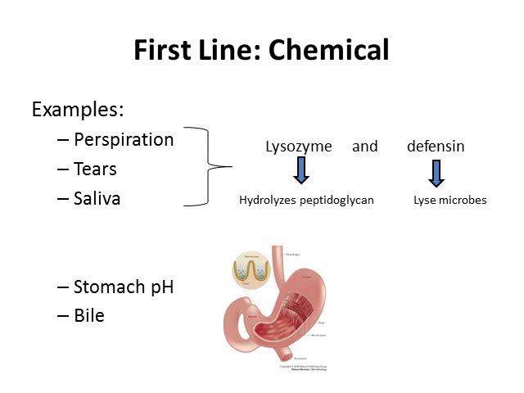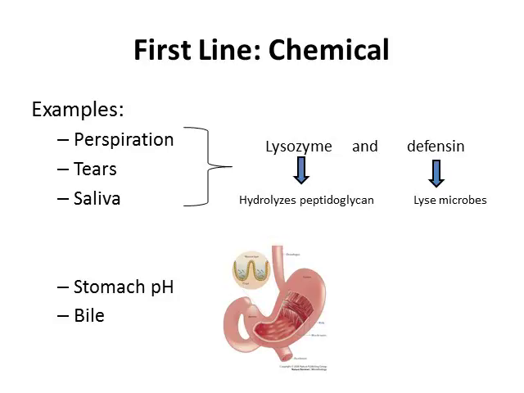So there are different types of chemicals. In perspiration, we also have tears and saliva. In those body fluids, we have certain enzymes. We have lysozymes in our perspiration and our saliva, and they hydrolyze peptidoglycan. If you remember, peptidoglycan makes up bacterial cell walls. So if we destroy the peptidoglycan in the bacterial cell walls, it destroys the bacteria. So lysozymes are used to destroy bacteria. Another type of enzyme, defensin, lyses microbes. It basically kills the microbes and causes them to break open.